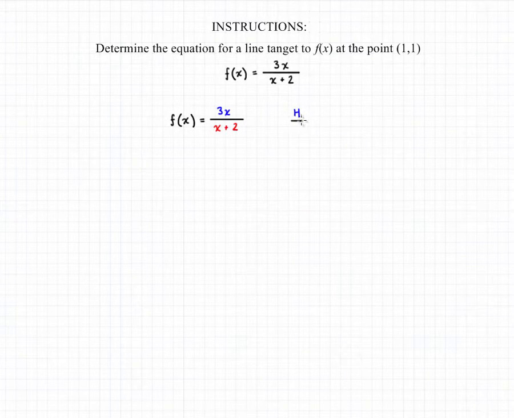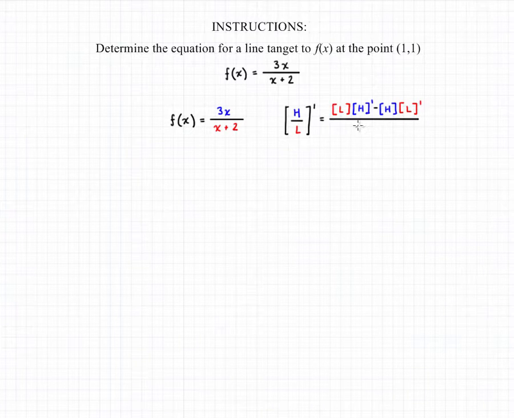Now the quotient rule tells us that if we have a function that equals a quotient, which would be f of x in this case, we can find the derivative of that function by taking the denominator, or the low portion of that function, multiplying it by the numerator prime, or the derivative of the numerator of that function, minus the numerator multiplied by the derivative of the denominator, or the lower function, all over the low function squared.